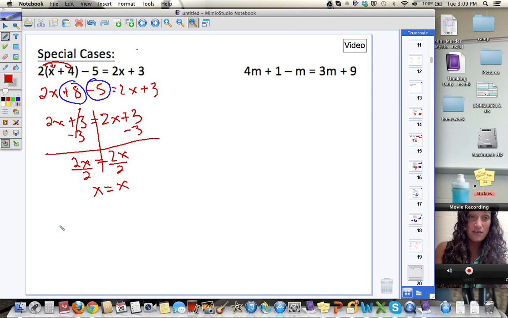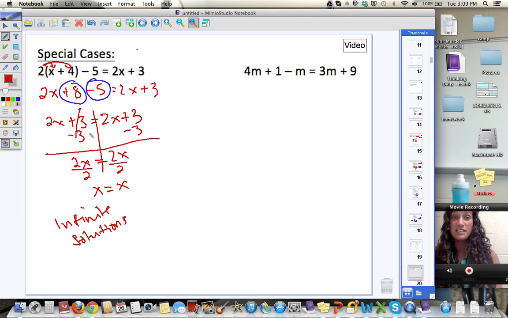So this means I have infinite solutions. I have infinite solutions. If you get something where it's the exact same equation equals the exact same equation, that means you can plug in any number for x and it'll be true. You can plug in 4, and 4 on both sides will work. I can plug in 7, I can plug in 15, I can plug in -9. Infinite solutions.